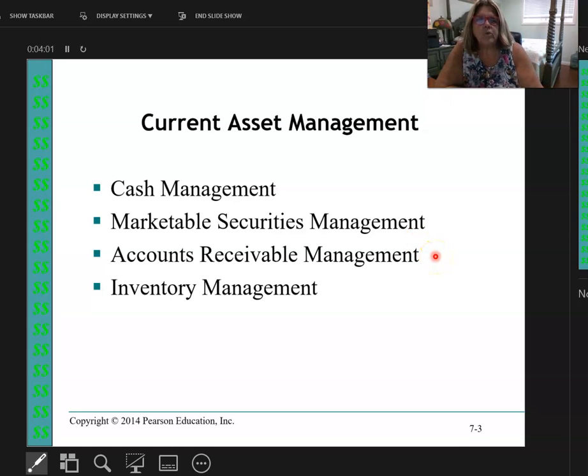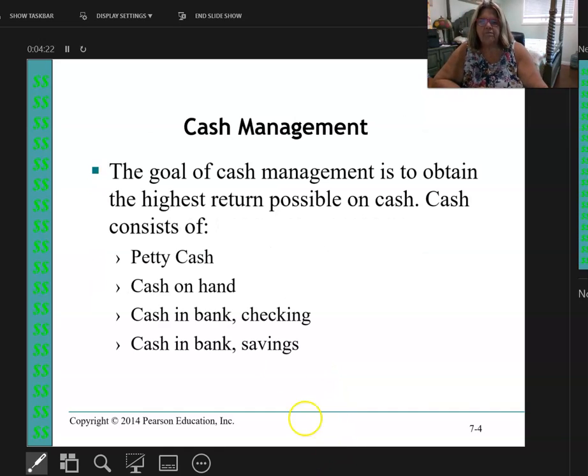Accounts receivable is when your customers owe you money. And inventory are things you buy to resell. So the whole goal here is how do I manage these four current assets to maximize my return on my investment and to minimize any of my liabilities. So we're going to have a slide for each one of these. So let's talk about cash management first, okay?